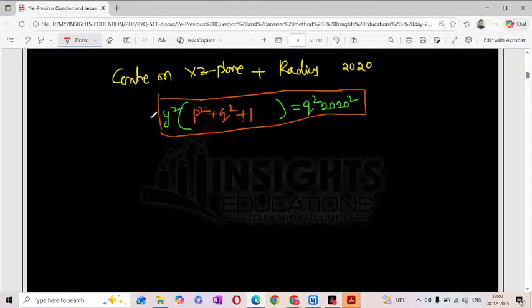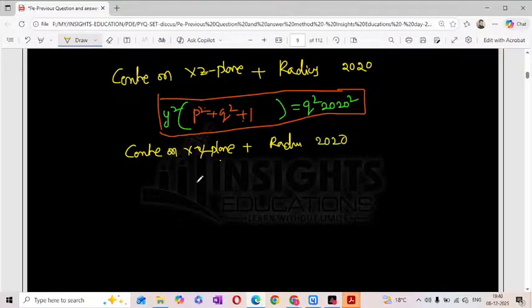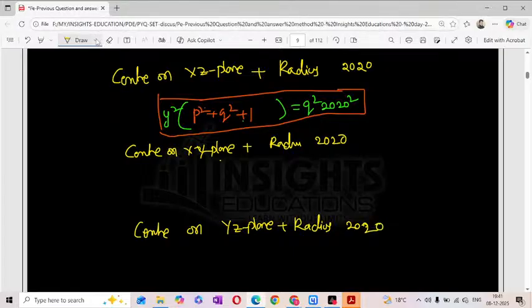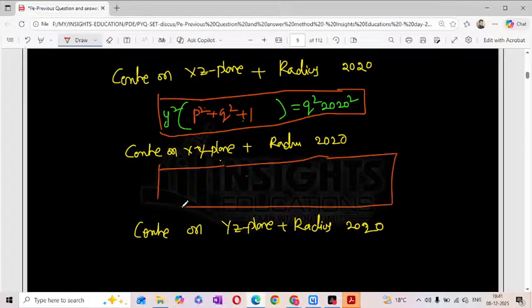Okay, Nandi. Similarly, suppose I'm giving two more questions, just give me the answer. Center on the xy plane plus radius is 2020. Similarly, the same, center on the yz plane, radius is 2020. Z square into p square plus q square plus 1 is equal to 2020 whole square.